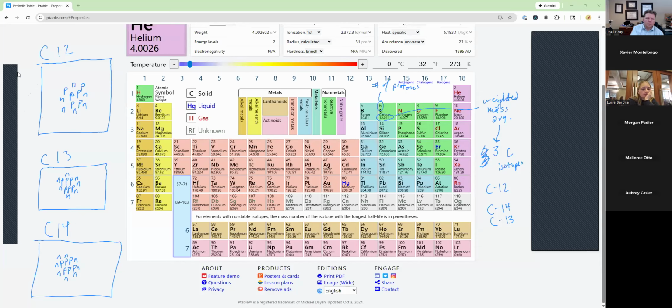Okay. Now, you can tell, of these different isotopes, what is the average mass closest to? It's closest to 12. So this C12 isotope is going to be the most abundant compared to 13 and 14.